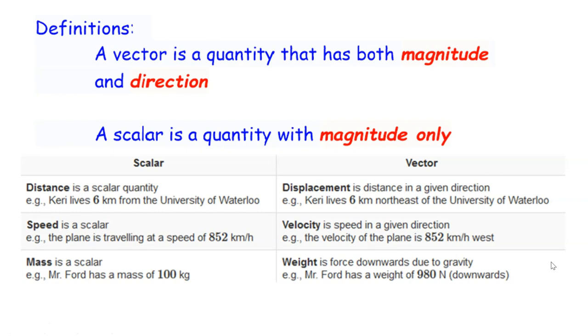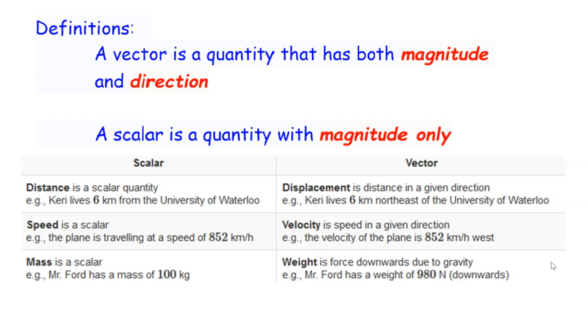Definition. A vector is a quantity, as you just heard from the clip, that has both magnitude and direction, right? A scalar quantity only has magnitude. So let's try to make a distinction between the things that are scalar and the things that are vectors. So scalar would be like distance, right? To go from here to there, let's say Kerry lives 6 kilometers from University of Waterloo. That's just distance, right? That's all that is. So that's magnitude. How far apart they are is just a measure of magnitude.